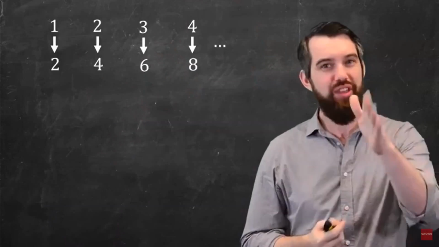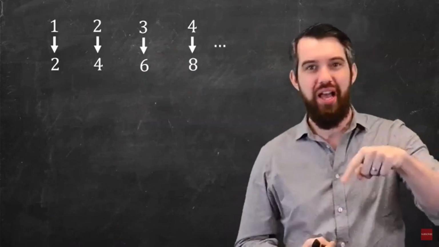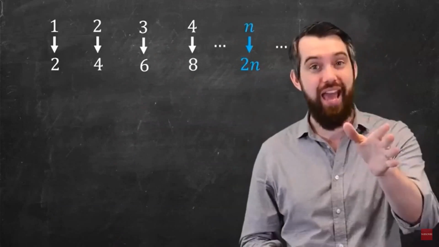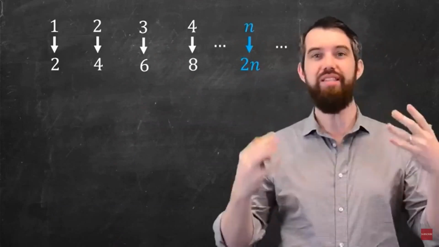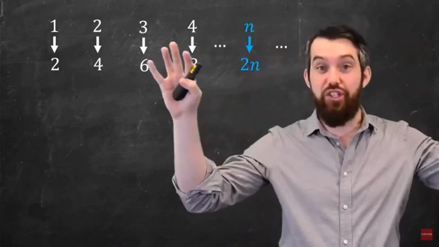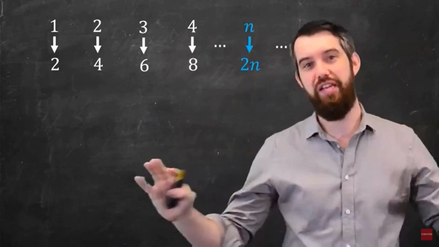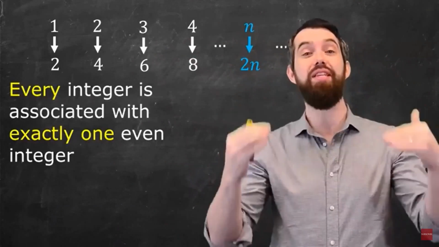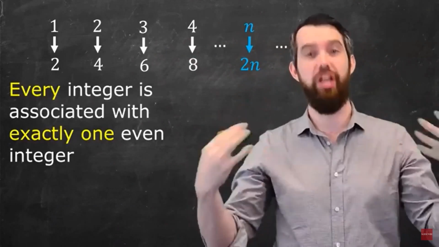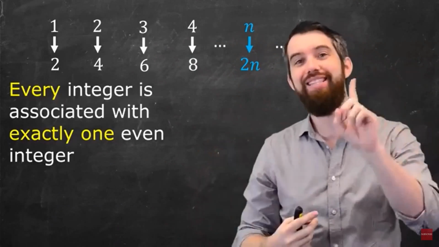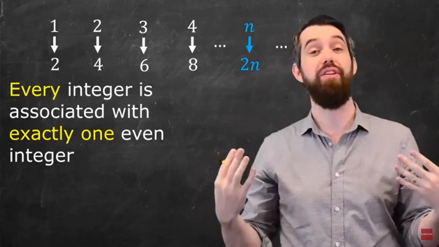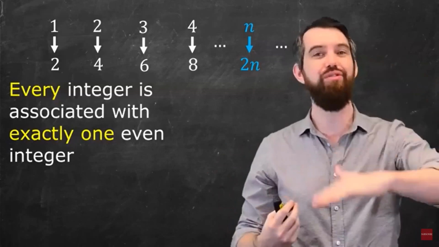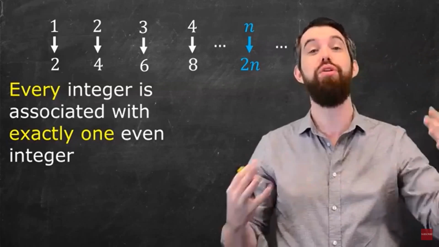For example, consider this correspondence. I'm going to send 1 to 2, 2 to 4, 3 to 6, and so on. Generally, I'm going to send n to 2n. This is some kind of correspondence between the positive integers and the positive even integers. Indeed, every single integer corresponds to exactly one of the positive even integers. There's what we sometimes call a bijective correspondence between these 2 different sets.